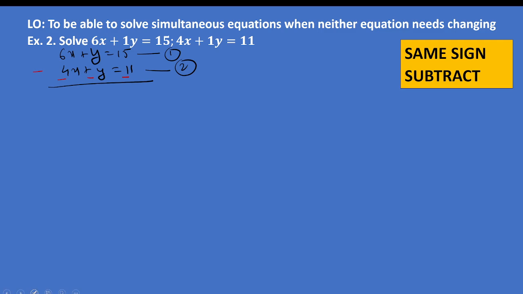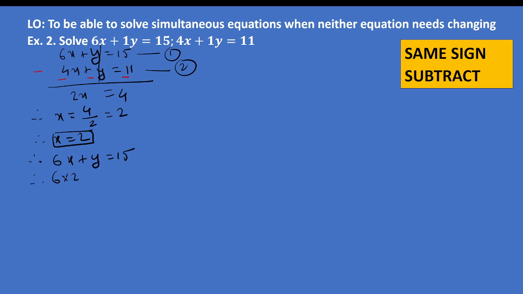Okay, so now 6x minus 4x is going to be 2x, and the y term will vanish completely. Now 15 minus 11 is 4. So the x I'm getting here is 4 divided by 2, which is nothing but 2. Therefore the value of x is 2. To get the value of y, I'm going to use equation number 1, which is 6x plus y equals 15.